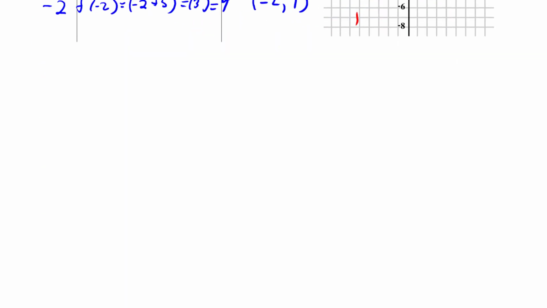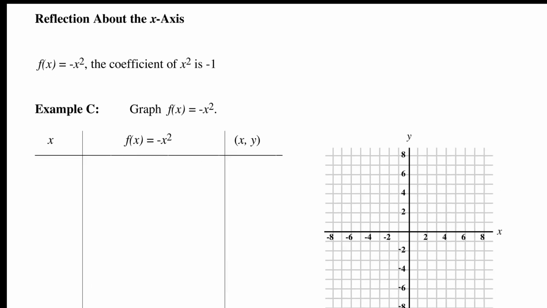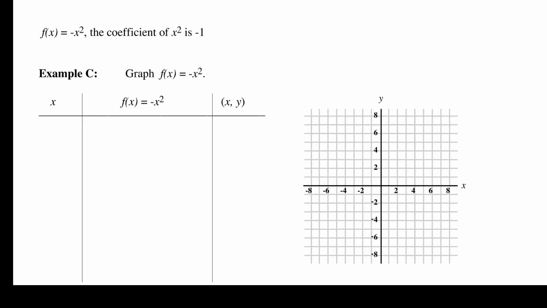All right, the last feature that I want to talk about today is reflection about the x-axis. You'll notice that the function this time is negative x squared, and that means the coefficient of x squared is negative 1. Now we'll start again with 0. This is kind of going back to the parent function. The important thing to know is the negative is actually not being squared. We don't see that so much with 0, 0.